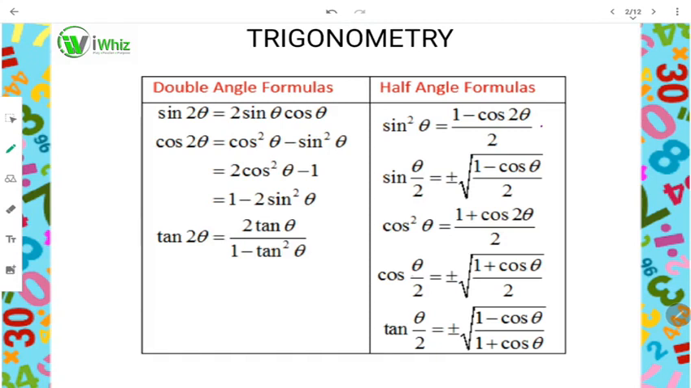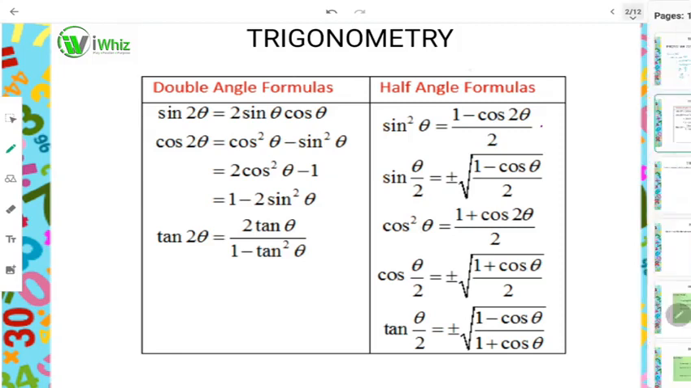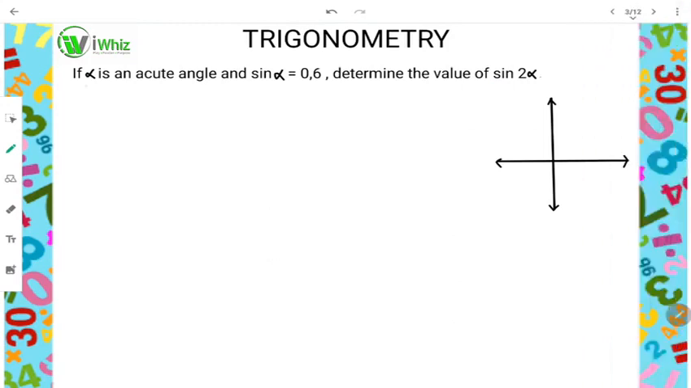The second last one is cos theta over 2, which is equal to plus or minus the square root of 1 plus cos theta divided by 2. The last one is tan theta divided by 2, which is equal to plus or minus the square root of 1 minus cos theta all over 1 plus cos theta. So what we have here are double angle formulas and half angle formulas. Now you would need to derive some of them, as I said earlier, and you would have to do examples that involve these formulas. Let's take a look at the example.